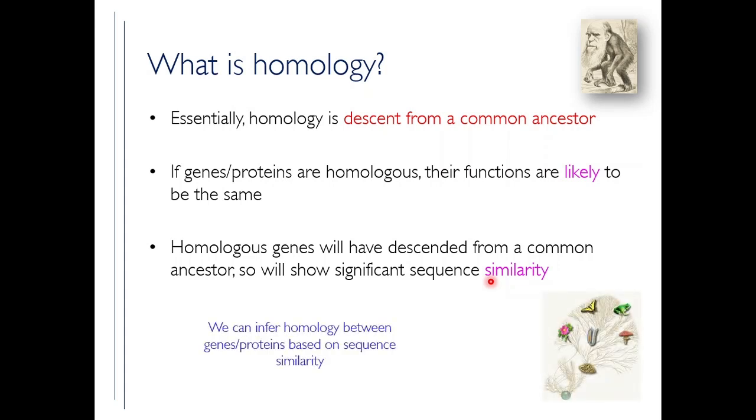So essentially, the takeaway for this is that we can infer homology between genes and proteins based on how similar their sequences are. So we can compare the sequences, see how similar they are. If they are very similar, we can infer that those might be homologous sequences. Note the phrasing, they might be homologous. We need to do some more checks to see whether indeed they are.